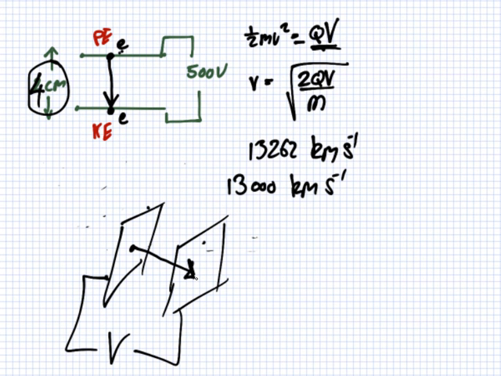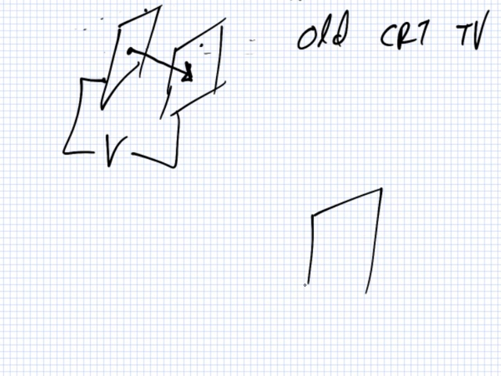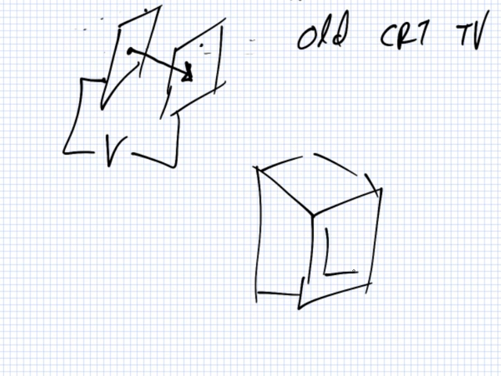Is there something in your home, something old, like an old CRT TV? Oh, no one uses those anymore. I know. You know those old televisions, pre-flat screen? You see there's a little box at the back. Electrons are being fired at the screen using two plates. Does anyone know what the screen is made of?